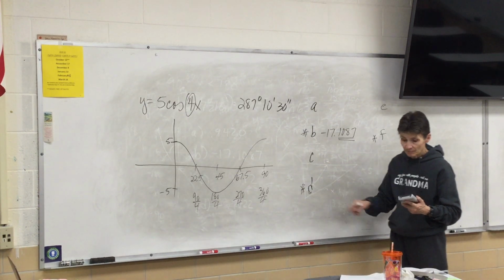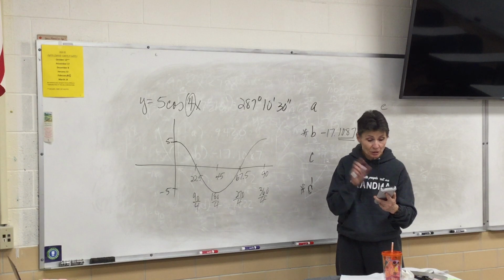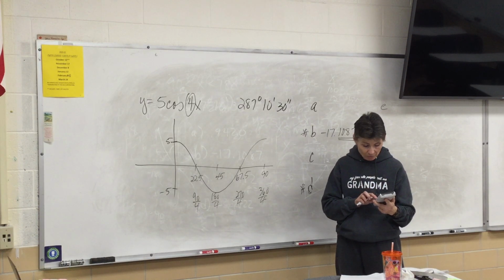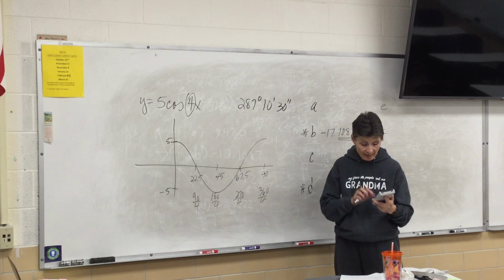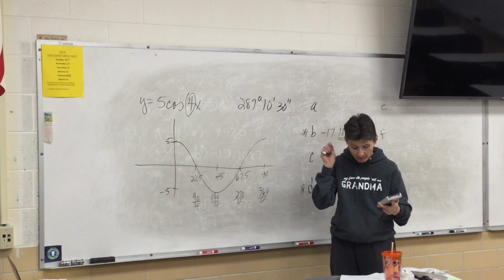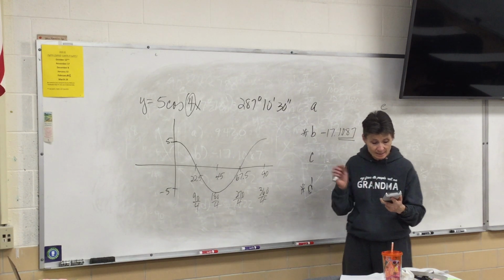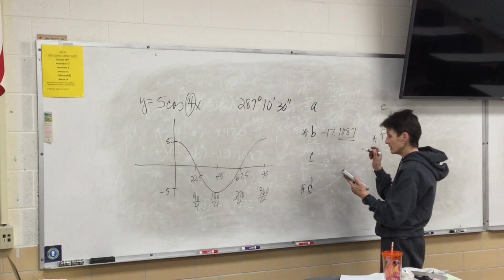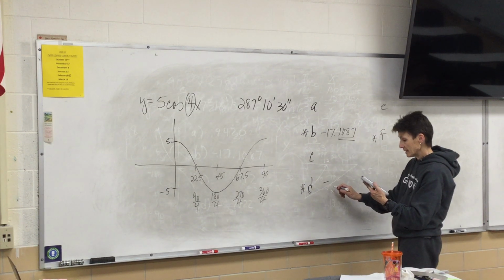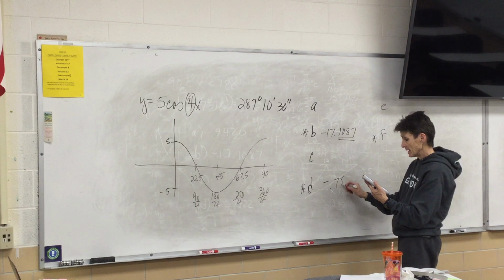Now D, same thing, only it's just tangent. 321 second angle degrees, 58 second angle minutes. And that is D, negative 0.7822.